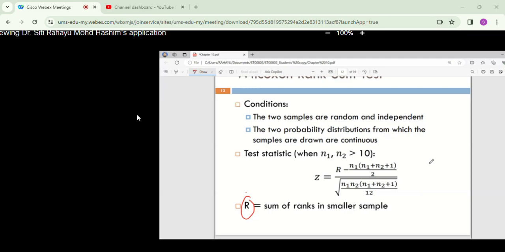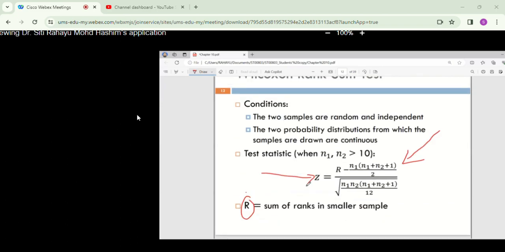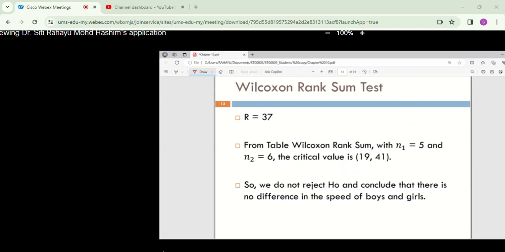So the Z statistic is obtained like this. This is how we transform R, the sum of ranks just now, into Z. Okay, so you don't have to remember or memorize this formula. All right, so when the Wilcoxon R is equal to 37, let's say if I choose 37, because we have just now 29 and 27, remember?